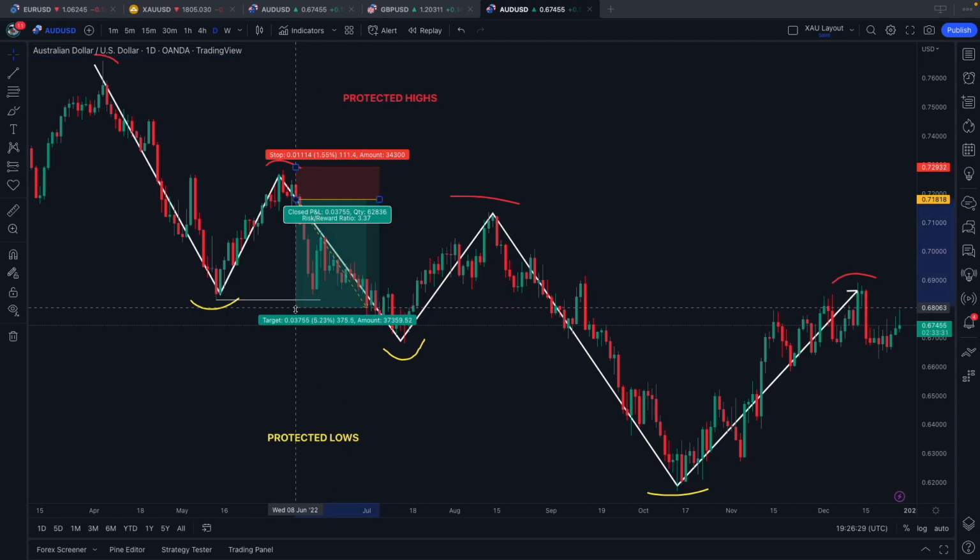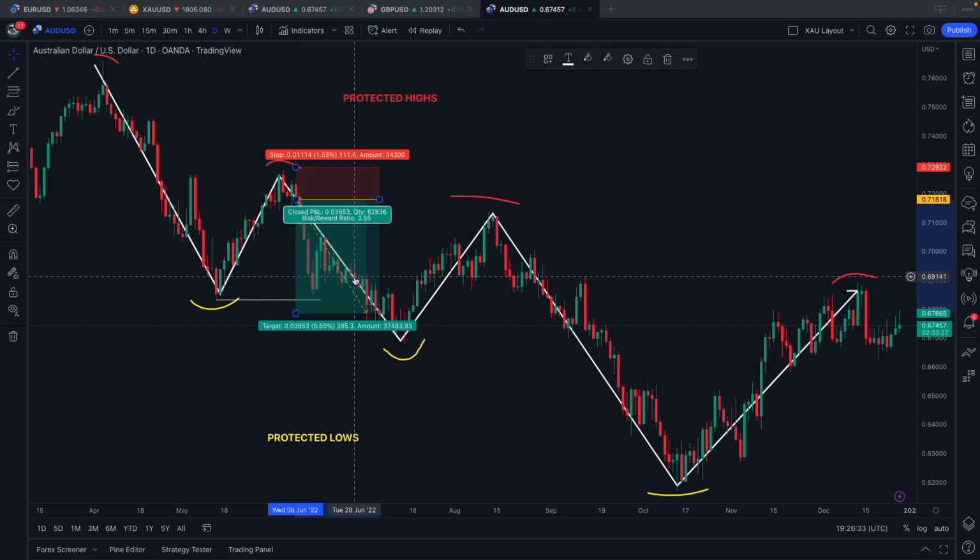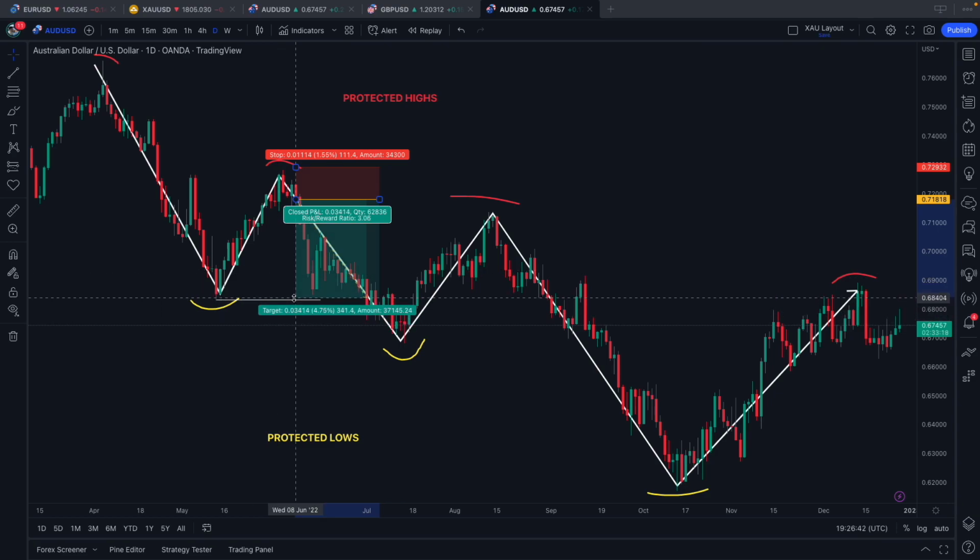Now, yes, we could stretch it further because we understand that a new lower low is going to be created, but we don't know when price is actually going to reverse to grab more supply from the upside. So to be safe, it is important that we set it just above the previous structural low.